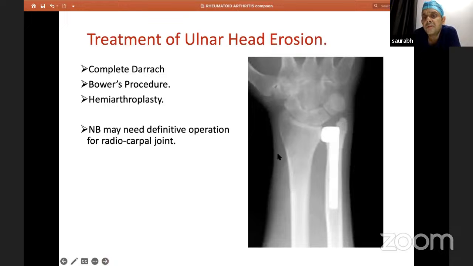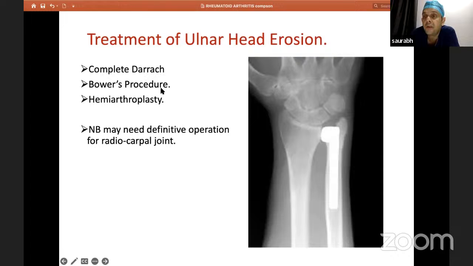So still sticking to the same theme, wrist. What do we do for the DRUJ? These are the few options we have in our arsenal: a Darrach, Bowers, or a hemiarthroplasty. Hemi you can do, but remember two things. One, the DRUJ, sigmoid notch should not be too arthritic. Second, the dorsal lip of the sigmoid notch should be intact. Otherwise, the hemi will tend to sublux dorsally.